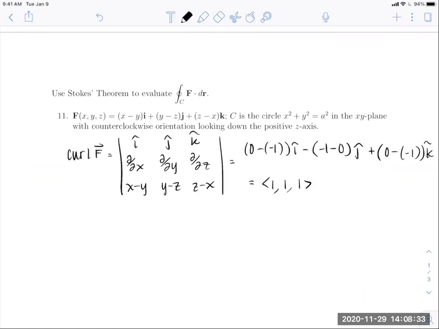All right, so now let's read through the rest of this problem. C is the circle x squared plus y squared equals a squared in the xy plane with counterclockwise orientation, looking down the positive z-axis. First of all, we see that we have a simple smooth curve. Namely, it is a circle of radius a.